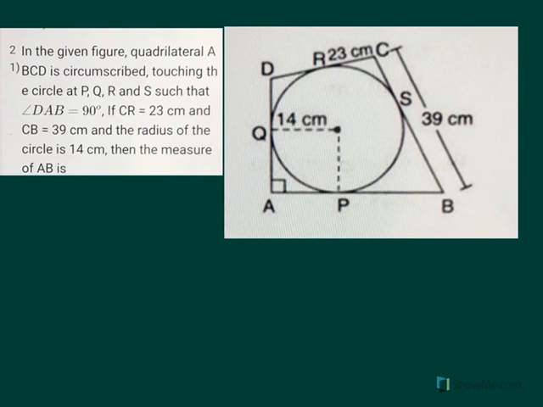In the given quadrilateral ABCD is circumscribed touching the circle at P, Q, R and S such that DAB is 90. Let's mark that, this is 90. CR is 23, CB is 39 and the radius is 14. Find the measure of AB.